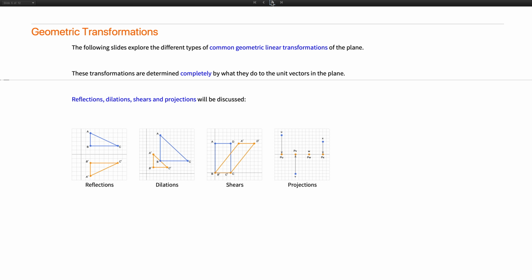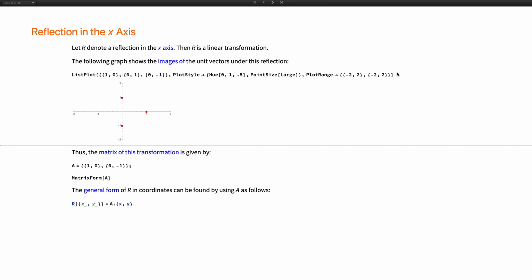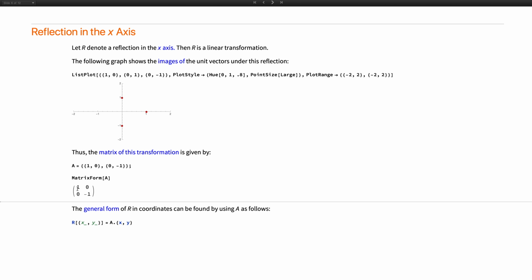So let's begin with reflections. Here is an example of a reflection in the x-axis. If you look at the picture, you see that when you reflect in the x-axis, the unit vector (1, 0) remains where it is. On the other hand, the vector (0, 1) gets reflected to the vector (0, -1). So the matrix for this transformation is quite simple. Its first column is (1, 0) because that's the image of (1, 0), and the second column is (0, -1) because that's the image of (0, 1). Once you have the matrix, you can define the transformation by doing A dot (x, y), and you get back (x, -y), which is correct because the sign of y changes under the reflection.